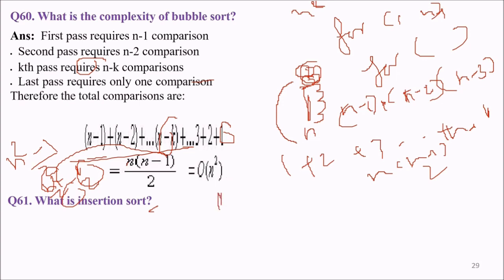You have one card in your hand, you pick another card from the pile and place it in the right position. Now these two are sorted. You again pick a card and find the correct position, maybe in between, before, or after. So now these three are sorted. This is the insertion sort.